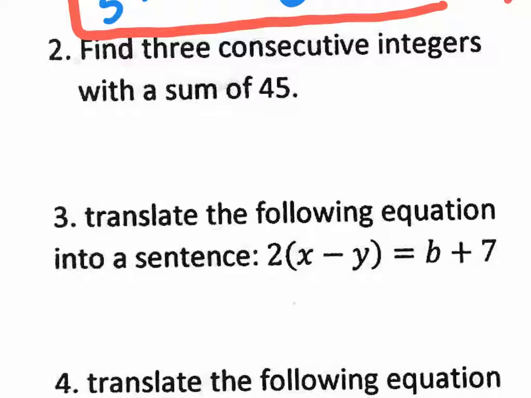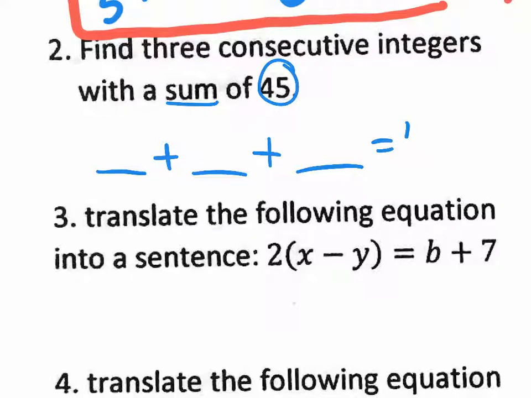But they want us to find 3 consecutive integers that have a sum of 45. Now the word sum, that means that you're going to add them up. So they're talking about 3 numbers, 1, 2, 3, that you're going to add up. And the answer should be 45. Okay. Now we just need to remember about these 3 numbers that have to be right next to each other.